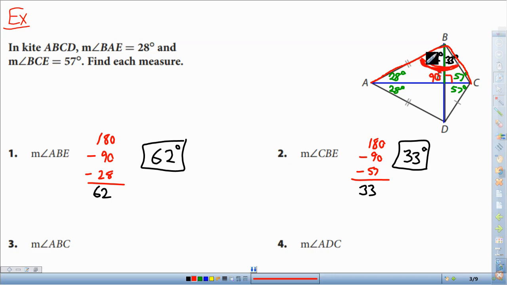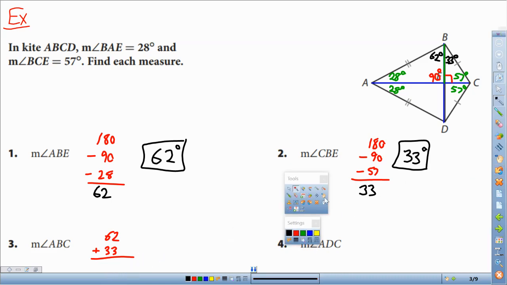And here's the good news. We already found the 2 parts of this angle. All we have to do is add them together. Okay, so again, just to show yourself in your notes what you're doing, we're just taking 62. We're going to add the other angle, 33, and that's going to give us the entire angle. It looks like we're going to be getting 95.